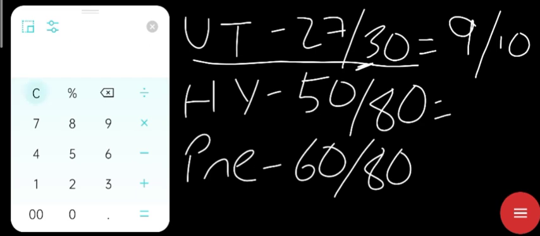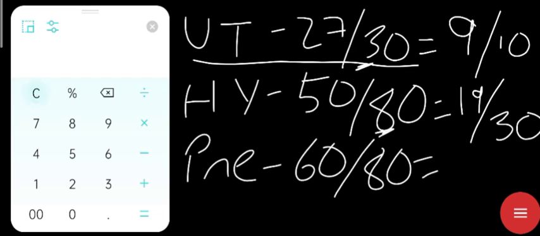Now coming to half yearly, the child has scored 50 out of 80. What you have to do is divide 50 by 8, because of this 80, and then what you get is 6.25. And then we need to multiply this 6.25 with 3. Why 3? Because the weightage given to half yearly is 30. That's why we multiply it with 3. The answer we get is 18.75. We need to remove this decimal, and the number we get is 19. So the score of the child will be 19 out of 30 in half yearly.